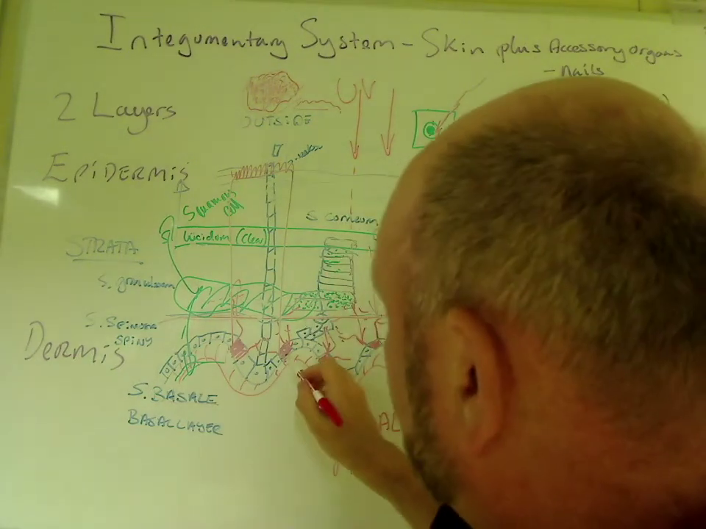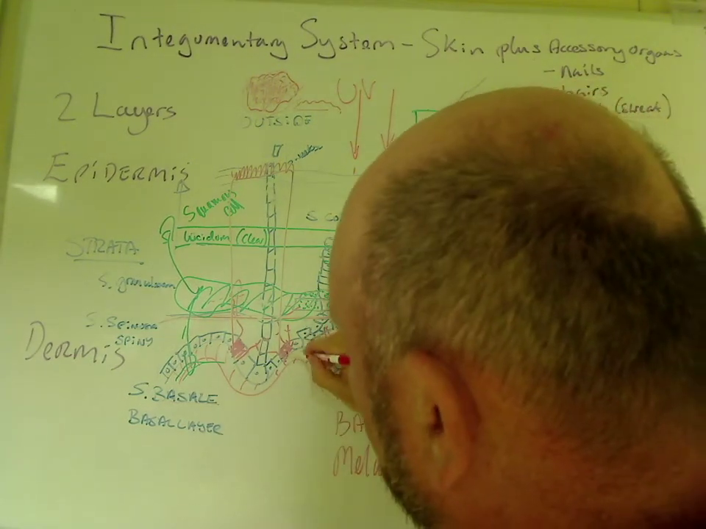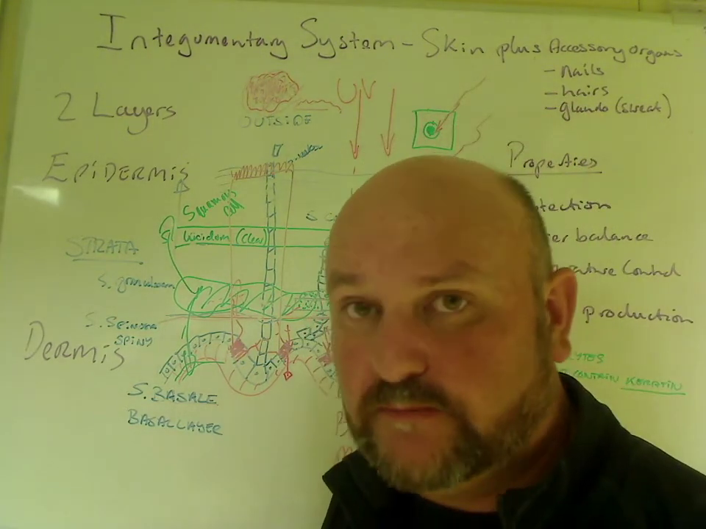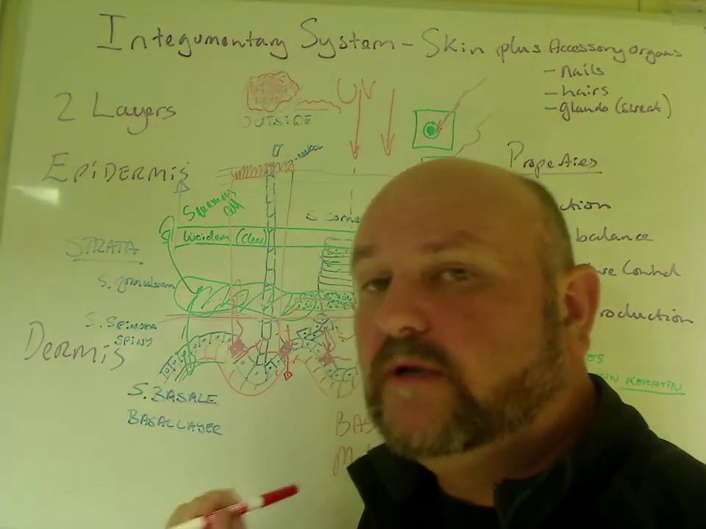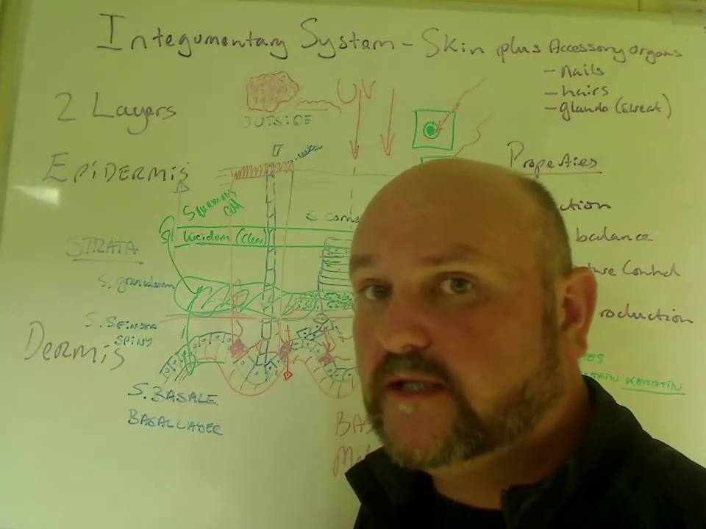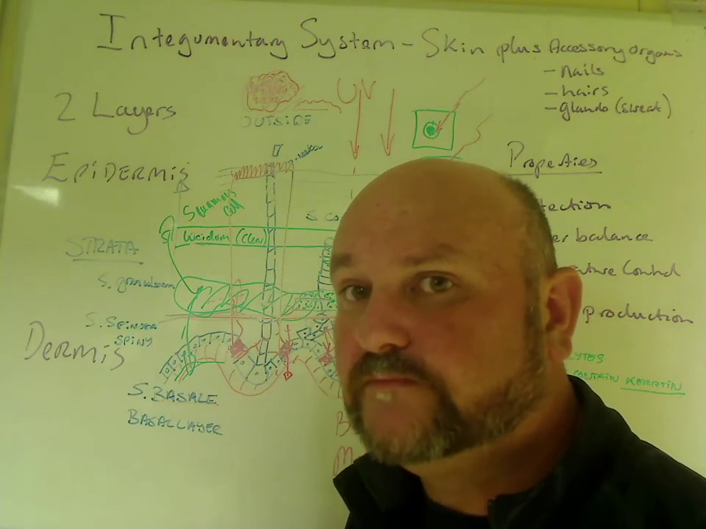Melanomas, because they're right here, don't have to grow very, very large before they grow down into the blood supply. This is why melanoma is the more dangerous of the skin cancers, because it can quickly access the blood supply if we're not paying attention.